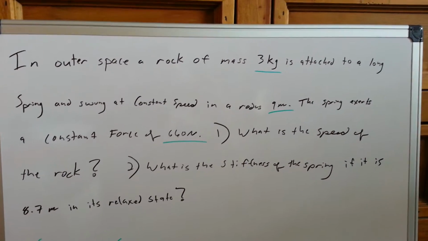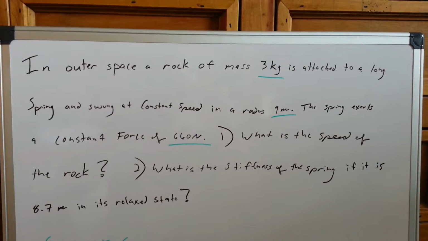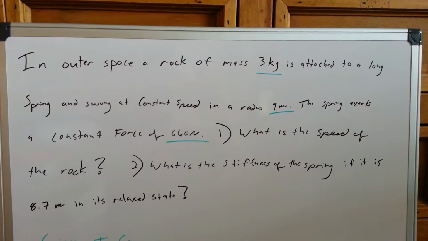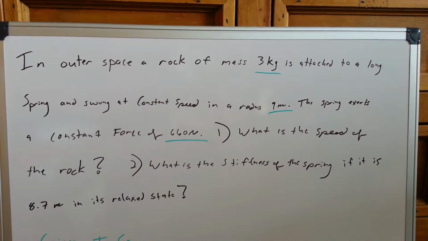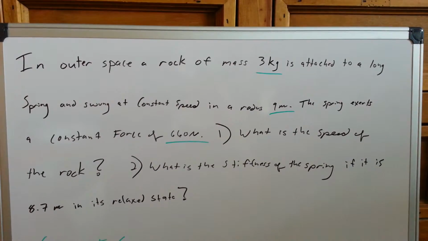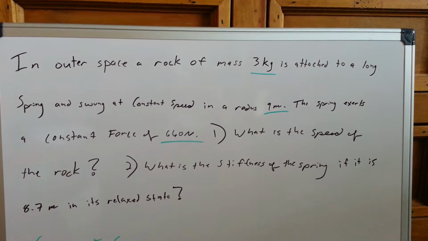Okay, so here we have a problem. In outer space, a rock of mass 3 kilograms is attached to a long spring and swung at a constant speed in a radius of 9 meters. The spring exerts a constant force of 660 newtons. You have to find two things.